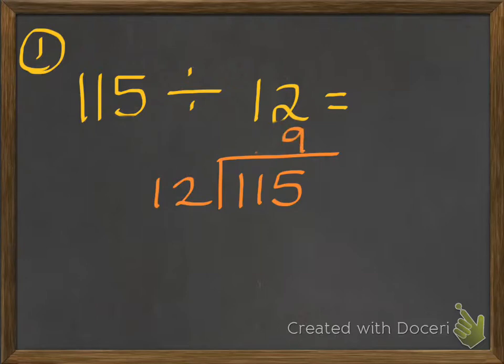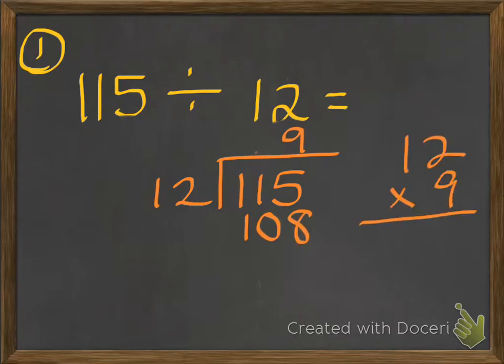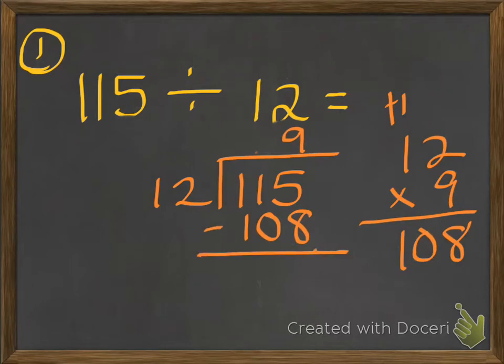Use 9, that was my estimate. 9 times 12. If you know your multiplication facts, you'll know that 9 times 12 is 108. If you didn't know that, then you could just do it over here on the side. 9 times 2 is 18. 9 plus 9 is 9, plus 1 more is 10, so 108. Subtract 5 minus 8. Looks like I'm going to have to borrow. 15 minus 8 is 7. 0 minus 0 is 0, and 1 minus 1 is 0. So I have 9 with a remainder of 7.